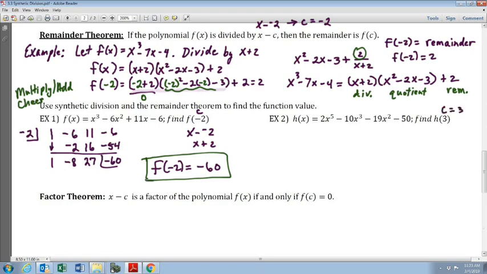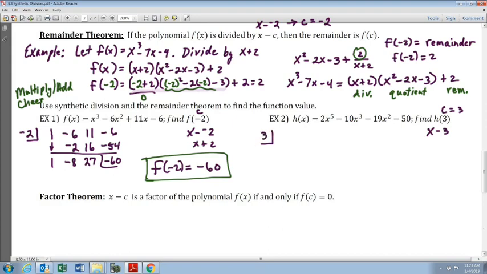All right, so in example 2, our c value is 3. By the way, remember we use c to represent a 0, and that's really what we have here, 3. Actually, I shouldn't say that because our remainder is not 0 yet, so disregard that. So the remainder theorem says if we divide by x minus c, in this case x minus 3, whatever we get as a remainder will equal h of 3.